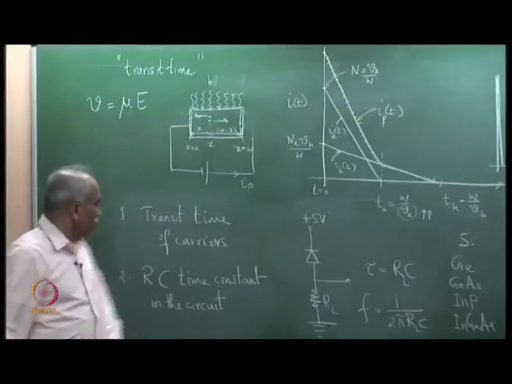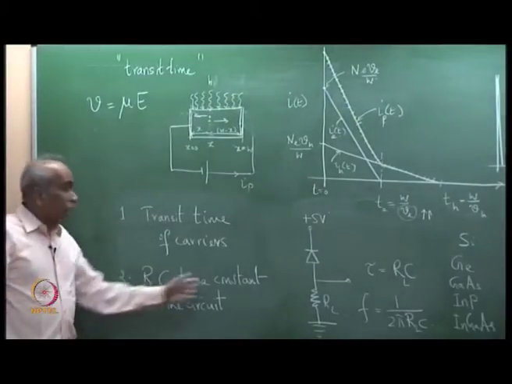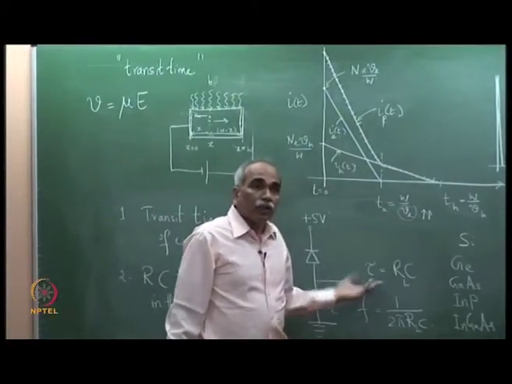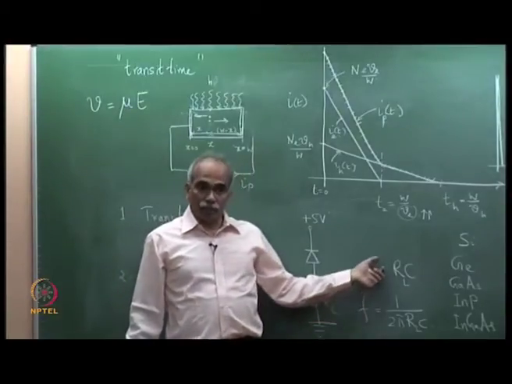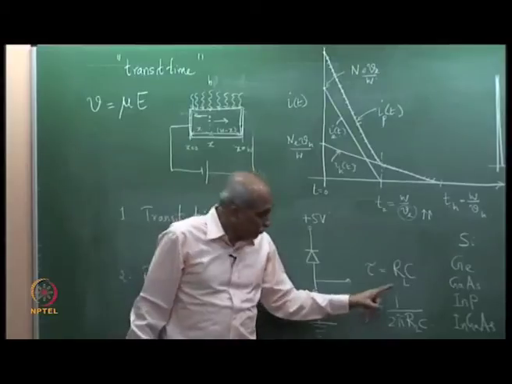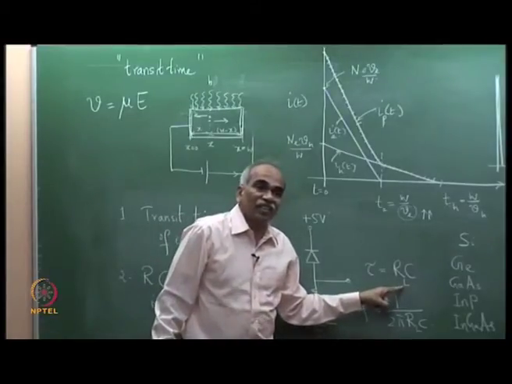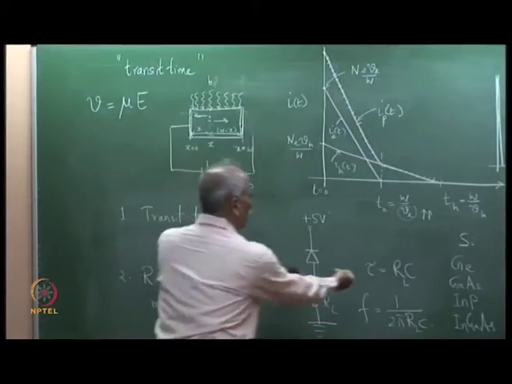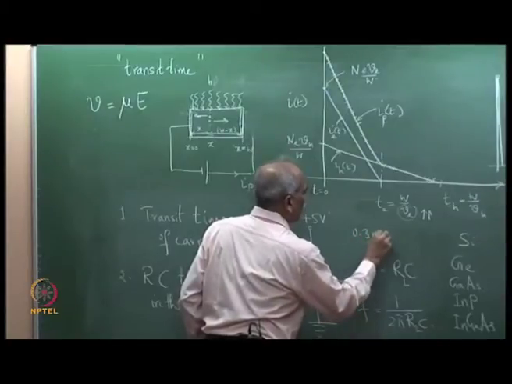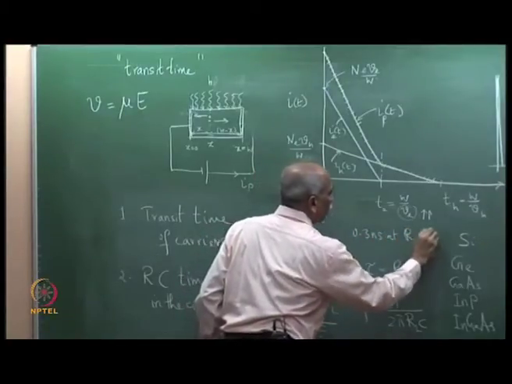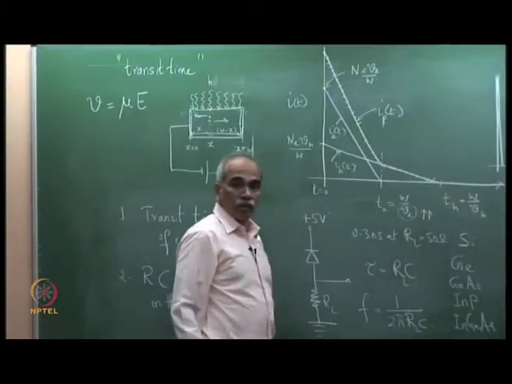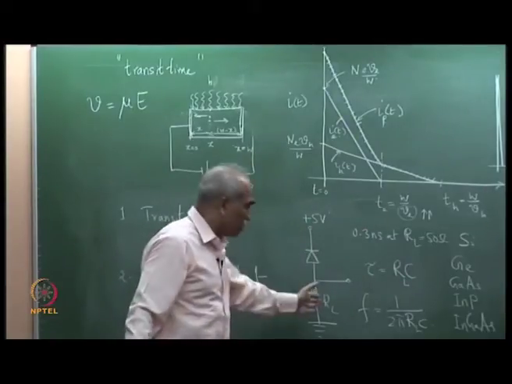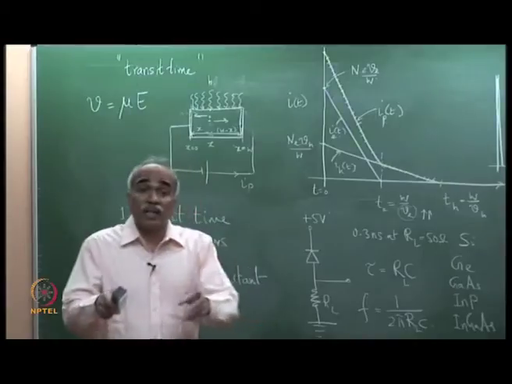So, the impulse response is determined by two factors. One is the RC time constant. Therefore, if you take any photodetector data sheet, they will specify the rise time for a particular load resistance. Normally they take 50 ohm as the standard load resistance. They will specify that tau is equal to 0.3 nanosecond at RL equal to 50 ohm. That is the meaning, because the rise time is determined by the circuit, the load resistance and the junction capacitance, rather than the transit time.